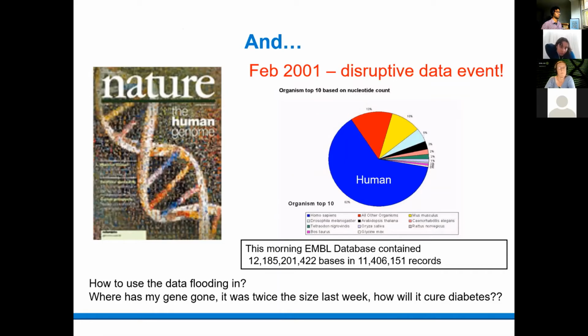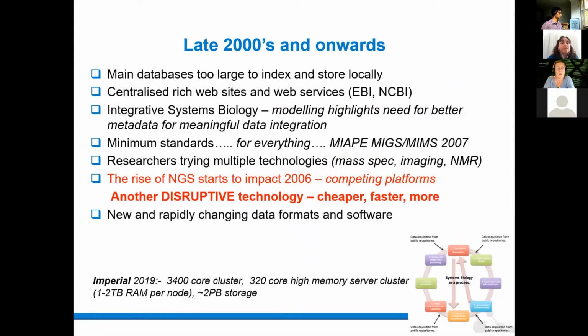Next slide, please. Moving on from the late 2000s onwards, the main databases are too large to index and store locally for almost everyone. So many researchers were now using centralized, very rich web resources and web sites and web services to enable them to do bioinformatics on those sequences remotely rather than relying on large local compute.